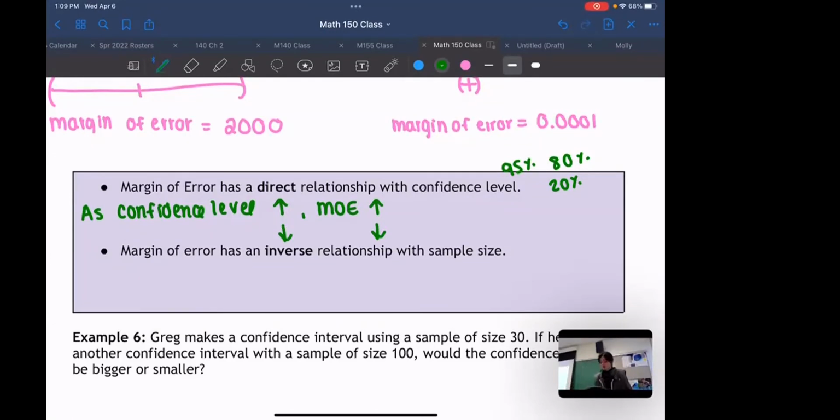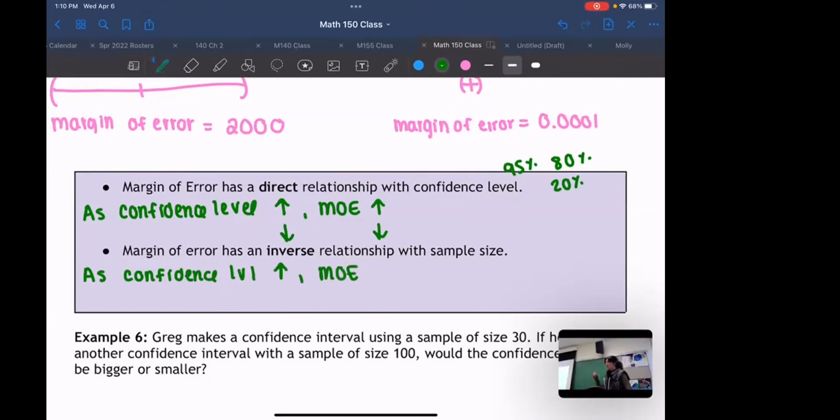Okay. Let's go over here to sample size. So, unlike confidence level, sample size has an inverse relationship with margin of error. Okay, so let me rewrite this as the confidence level increases. Oh, sorry, I didn't mean that. I meant the sample size, sorry. I'll give you a moment to fix that.